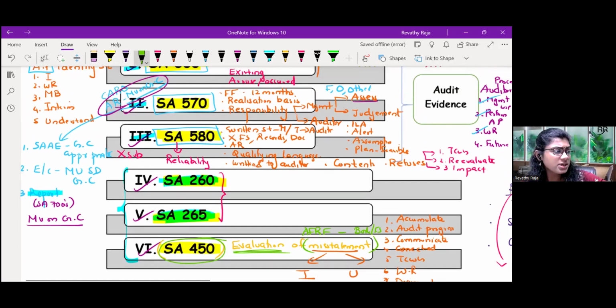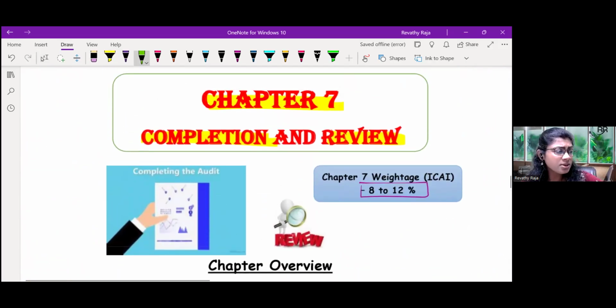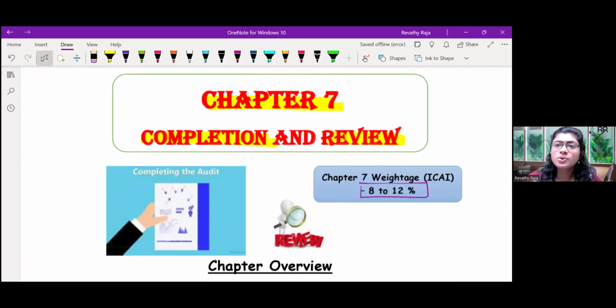So guys, that's the summary of chapter number 7, which is audit completion and review. That's another easy chapter, and there are 6 SAs. Do it well. All the very best.